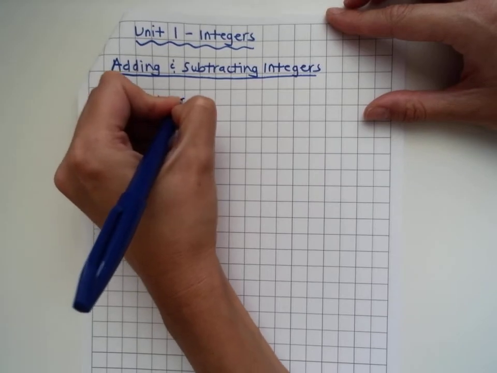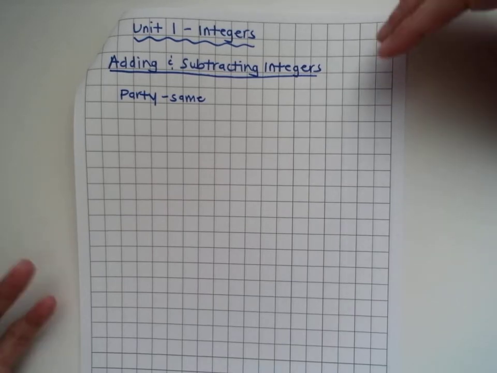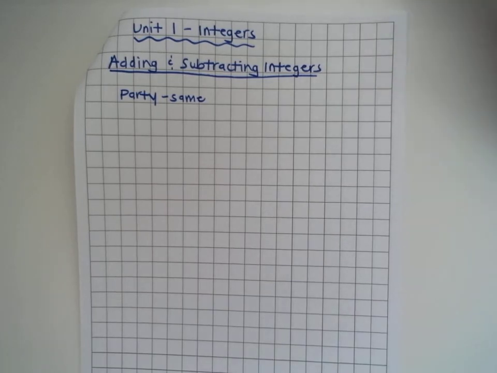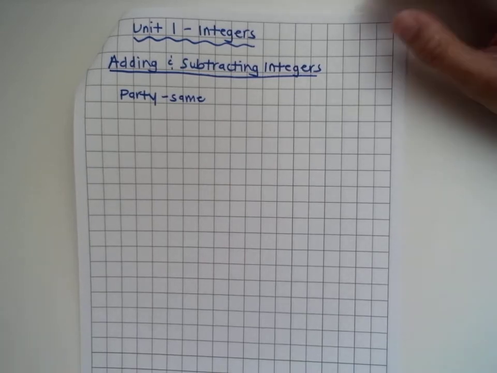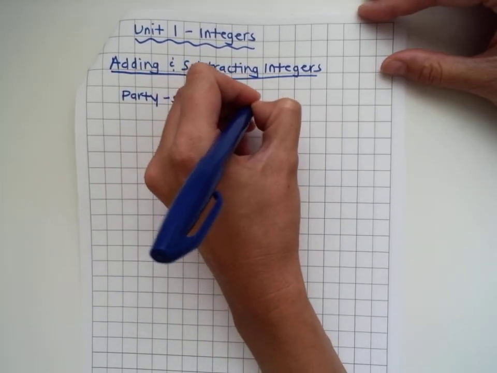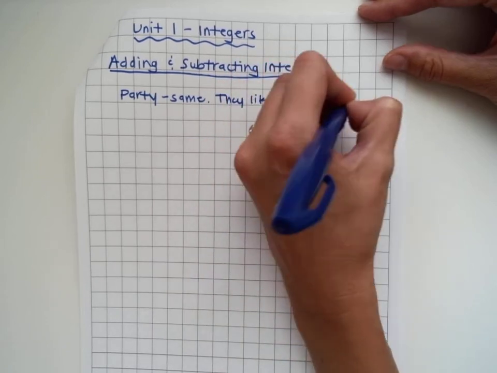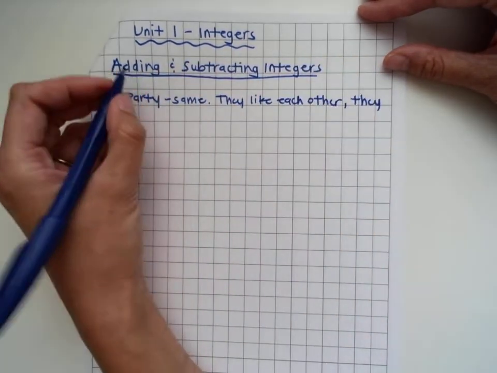We're going to use party when we have values that have the same sign. So they're both negative or they're both positive. People who have the same sign, we're going to call them kind of like groups, and they like each other. They get along, so they're all going to join together. They're all going to party together. I'm going to write it down so you can reference it. They like each other, so they all join the same party.